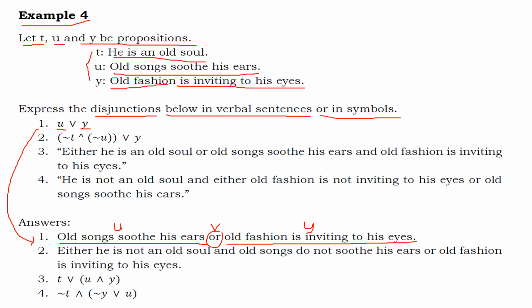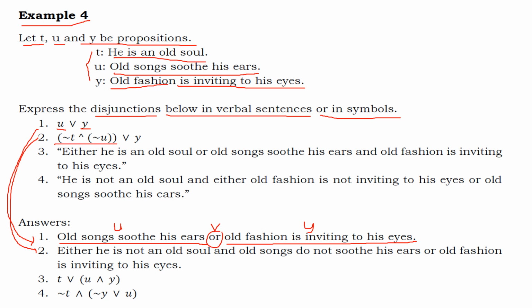Now, for the second example here, no? Your negation, conjunction, negation U, disjunction Y. So let's first deal with the proposition and the logical operators inside the parentheses.